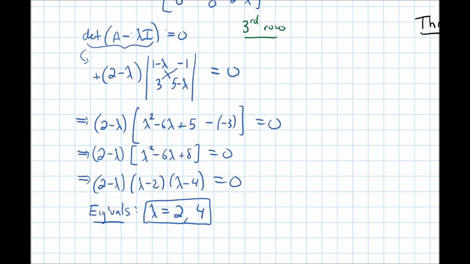Okay, so one thing I want to notice about this example is that one of the eigenvalues showed up twice in terms of how many factors contributed to it. There were 2 of these factors, the 2 minus lambda and the lambda minus 2, that both contributed to the same eigenvalue, 2. But there's only one factor that contributed to the 4. So I want to define a term that refers to how many factors there are that give me a particular eigenvalue.